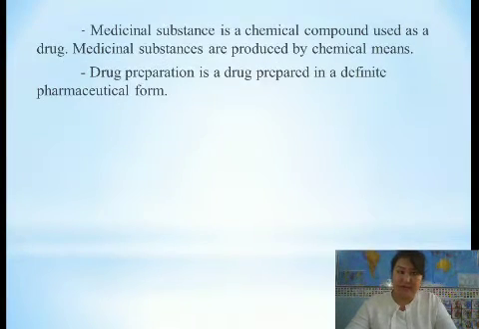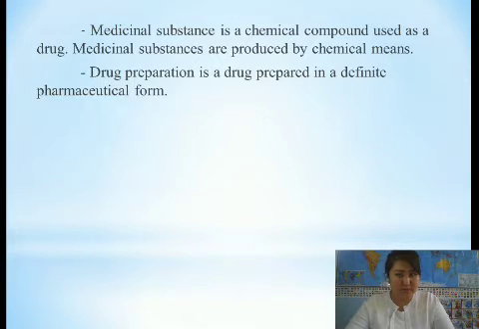Let's continue then. The next term which you can meet in pharmaceutical terminology is medicinal substance. What is it? Medicinal substance is a chemical compound used as a drug. Medicinal substances are produced by chemical means. And the next term is drug preparation. Drug preparation is a drug prepared in a definite pharmaceutical form. These are the most common terms in pharmaceutical terminology.